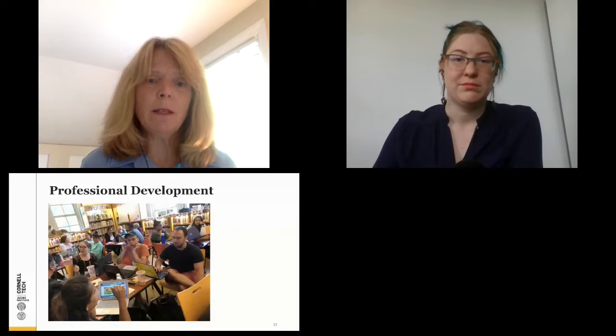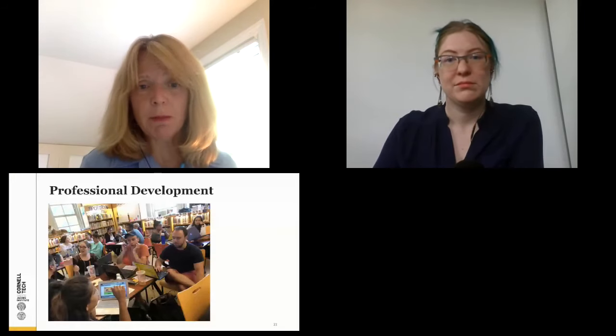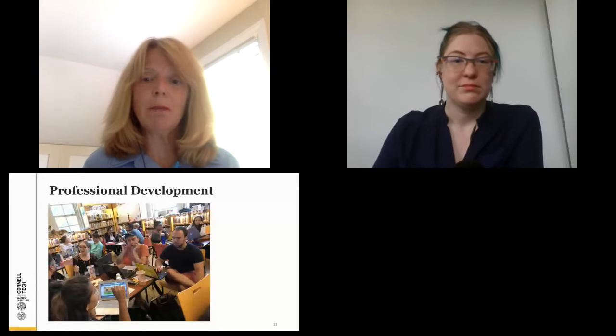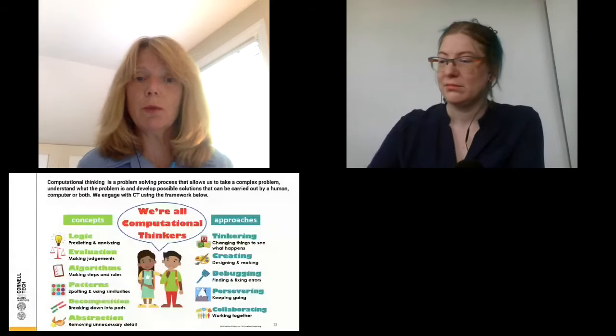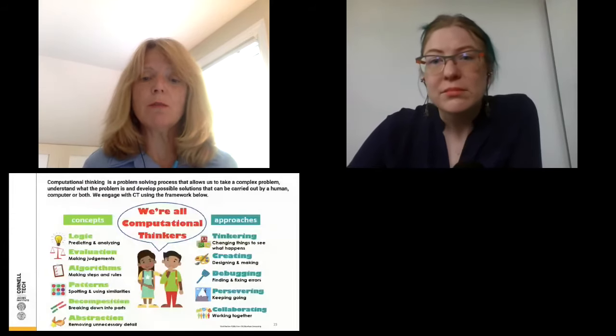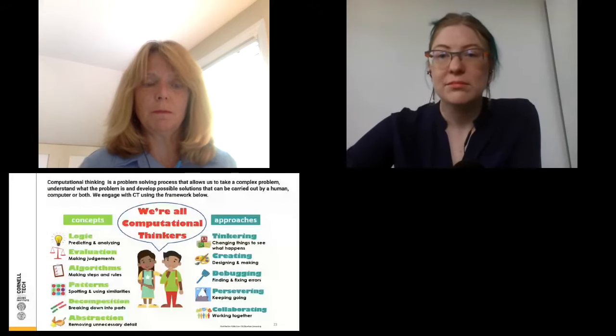For the staff, we defined CT using Barefoot's reference. CT is a problem-solving process that allows us to take a complex problem, understand what the problem is, and develop solutions that can be carried out by a human, a computer, or both. We introduce these CT concepts as mental processes and CT approaches as dispositions used in solving problems.